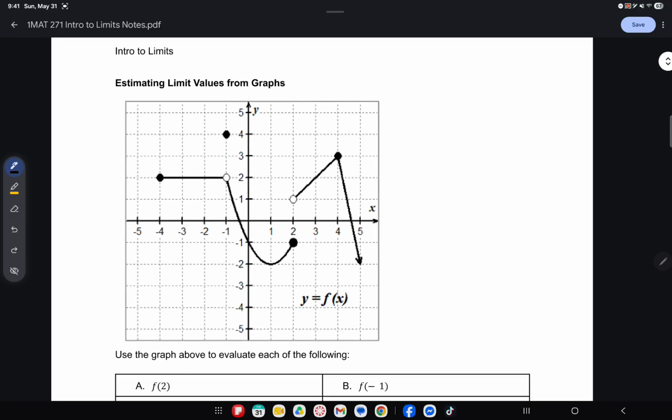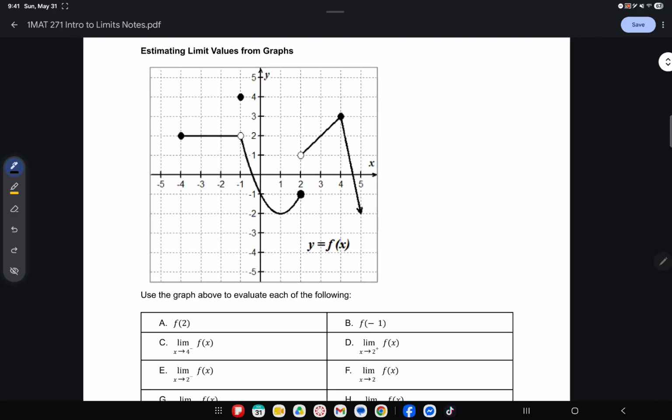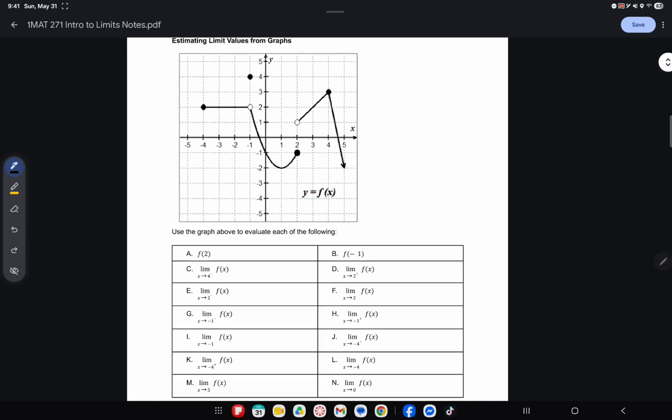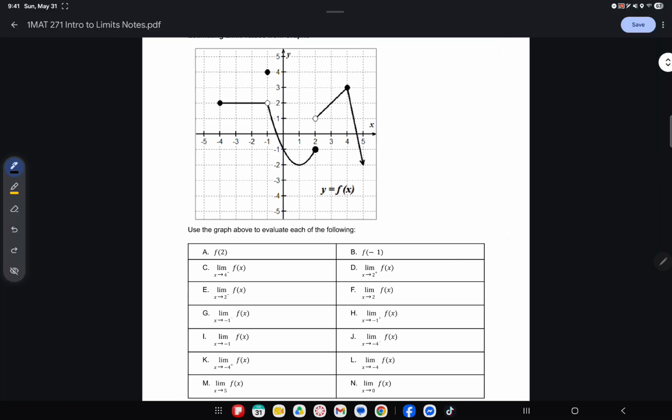Let's look at it from a graph. I have this graph, and I'm going to evaluate some of these things. First, f of 2: that is just asking for the function value. At 2, I have a hole at 1, but I have an actual function value of -1. Next, f of -1, again a function value. Here's -1, I have a hole here, but I have a defined point at 4.